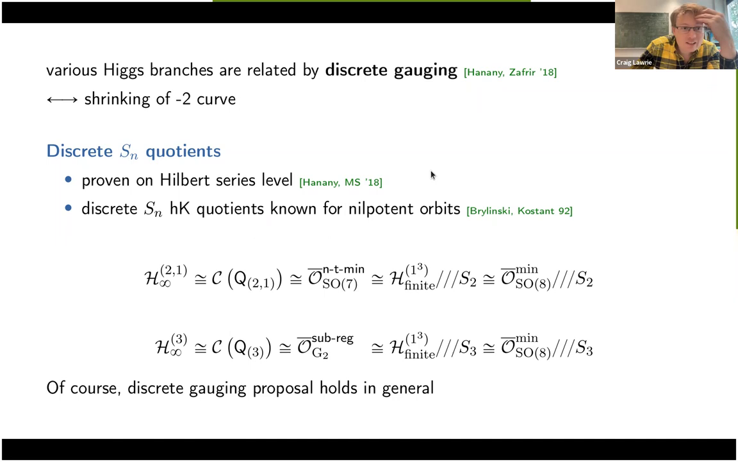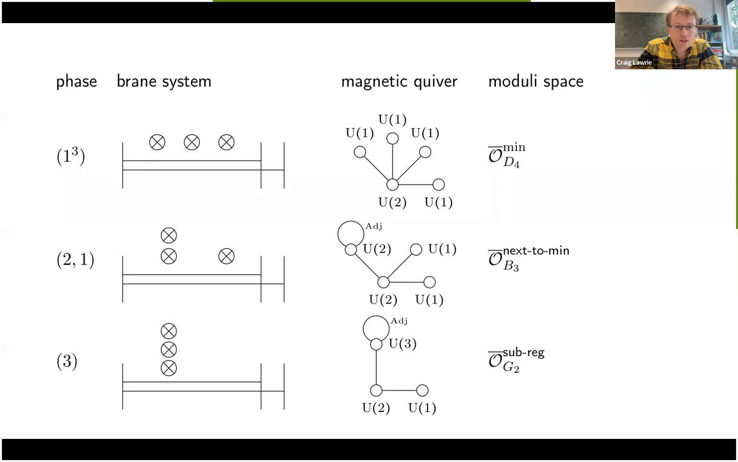Sure. So in this discrete gauging proposal, for example, in one case, you go from a theory with two U1 nodes on the quiver to a theory with a U2 node with the adjoint loop. Discrete gauging you normally think of as projecting out states which are not invariant under the discrete symmetry. But you expect there are a lot more states in the U2 theory with an adjoint than in a theory with just two U1s, right? Naively, you have the other states in the adjoint of the U2, which are additional to the two U1s.